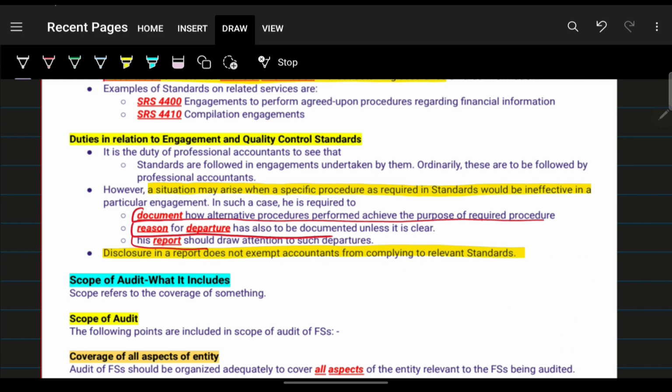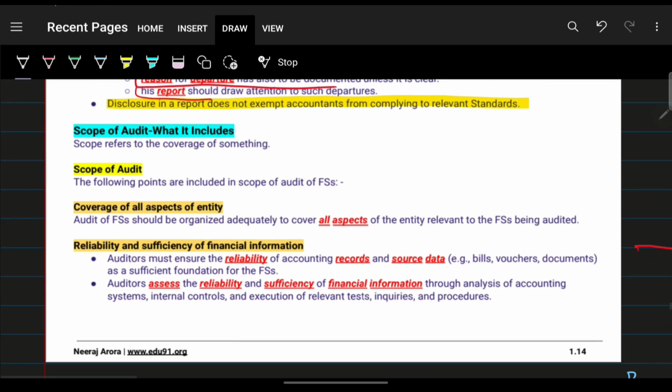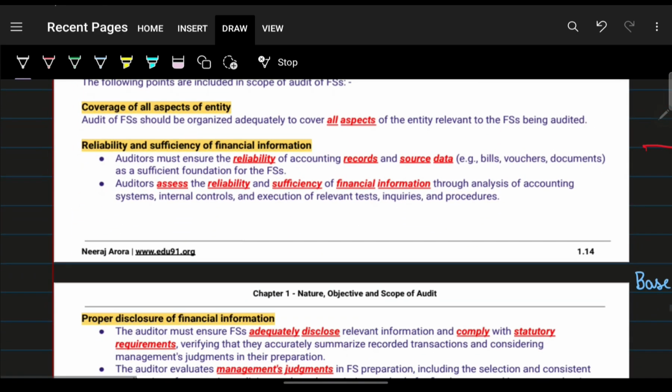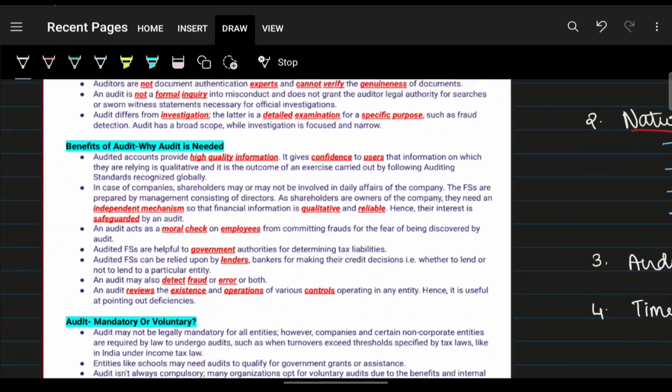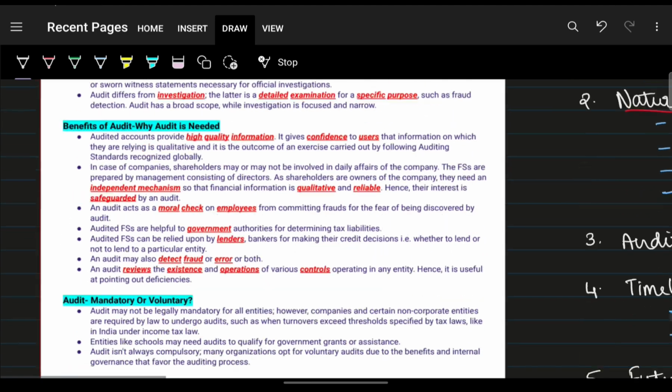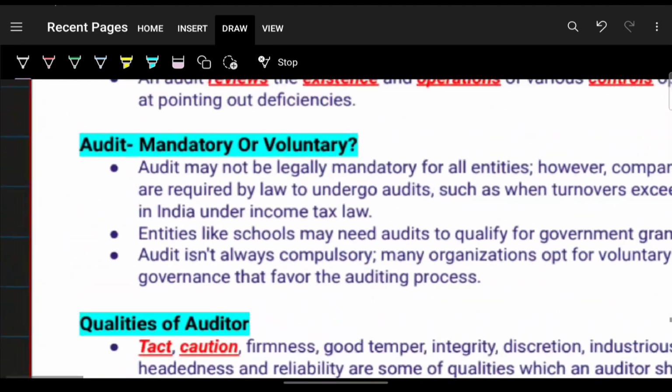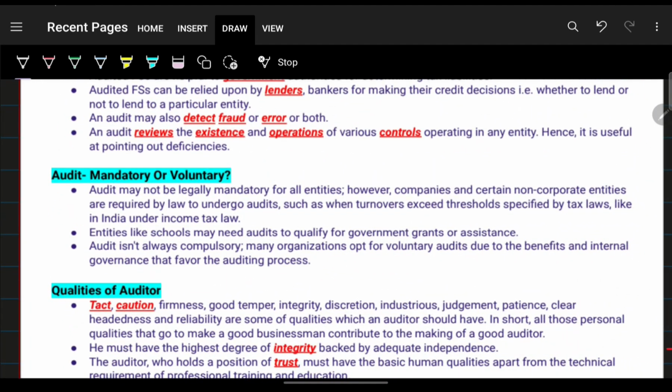Okay, simple. Next, I think this is the scope of audit. We've already covered this, right? Benefits of audit also we've covered. Yeah. Okay, here audit is conditionally mandatory.